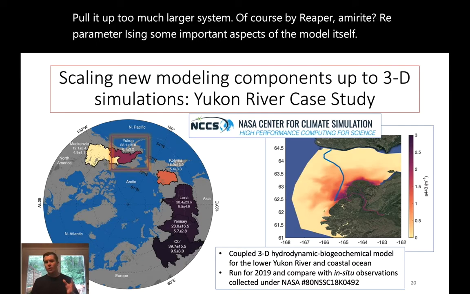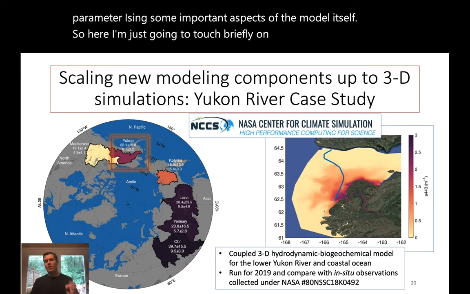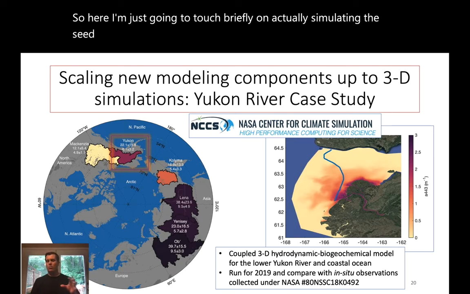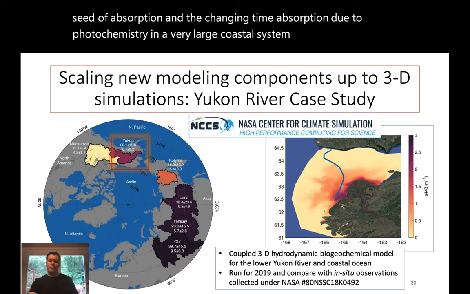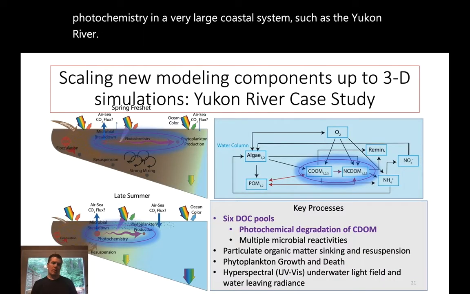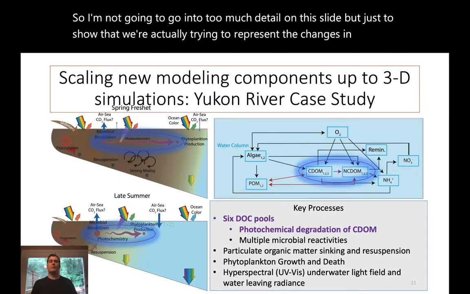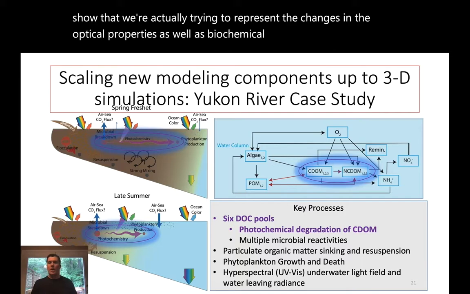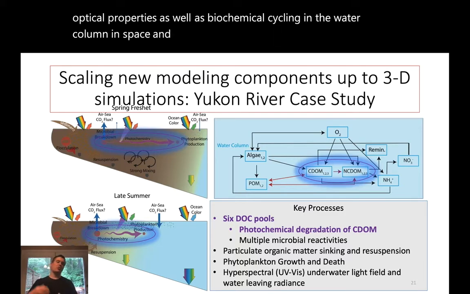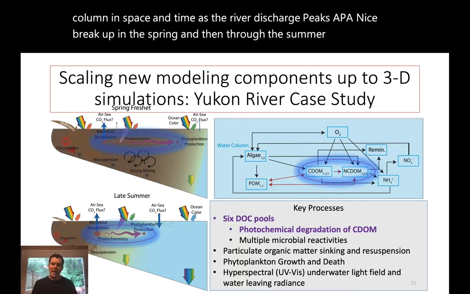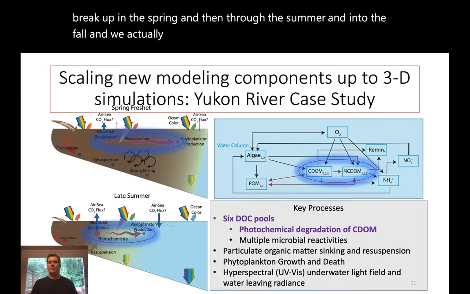So here I'm just going to touch briefly on actually simulating the CDOM absorption and the change in CDOM absorption due to photochemistry in a very large coastal system such as the Yukon River. I'm not going to go into too much detail on this slide, but just to show that we're trying to represent the changes in the optical properties as well as biogeochemical cycling in the water column in space and time as the river discharge peaks upon ice breakup in the spring and then through the summer and into the fall. And we actually simulate 6 types of DOC, 3 of which can undergo photochemical degradation.